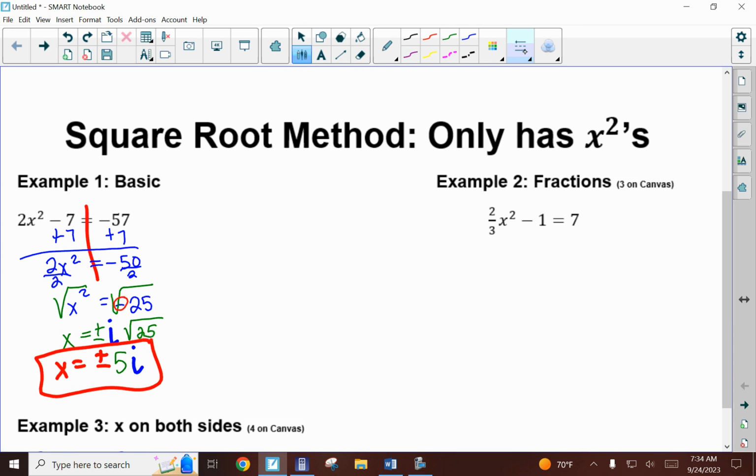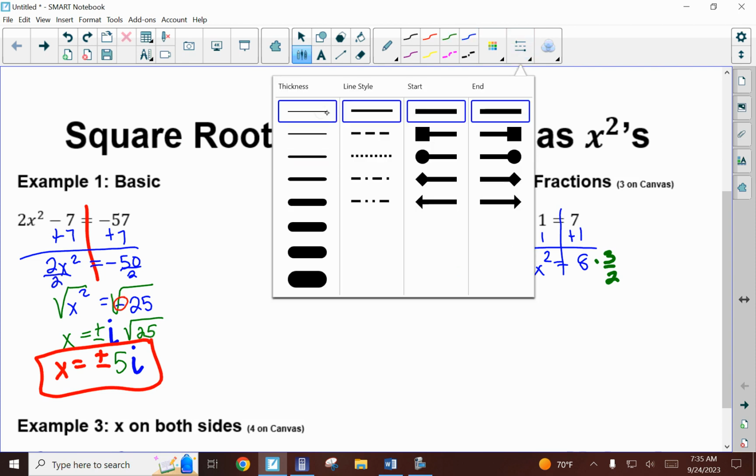So just like before, we're going to try to get the x squared by itself. So I'm going to plus 1 to both sides, and this is going to give me 8 equals 2/3 x squared. Now we're not quite ready to take the square root yet because we have the fraction out in front. So to get rid of the fraction, we're just going to multiply by the reciprocal. So I'm going to multiply by 3/2, and I'm going to multiply this side by 3/2. When I multiply the fraction by its reciprocal, it crosses out. So now we're just going to be left with that x squared.